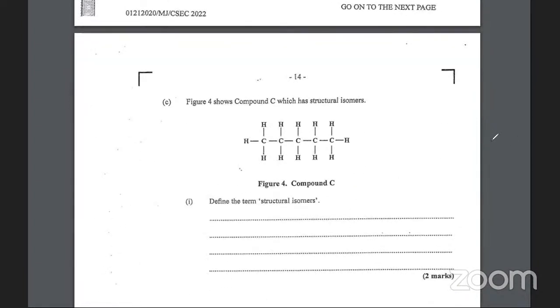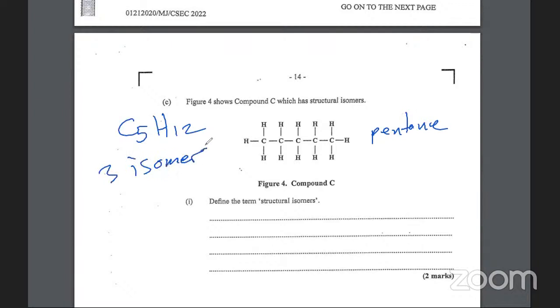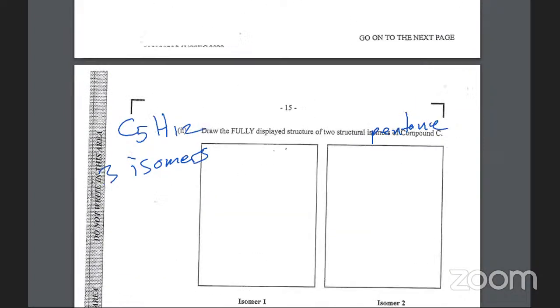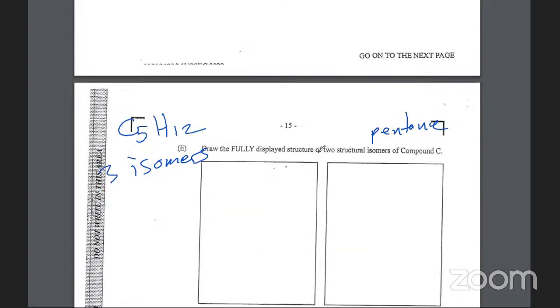Now this is pentane, of course. And you should know that the molecular formula of this compound is C5H12, and it has 3 isomers. The straight chain form is 1 isomer. So this pentane, that is 1 isomer. And they're asking us to draw the fully displayed structures of 2 isomers of the compound.